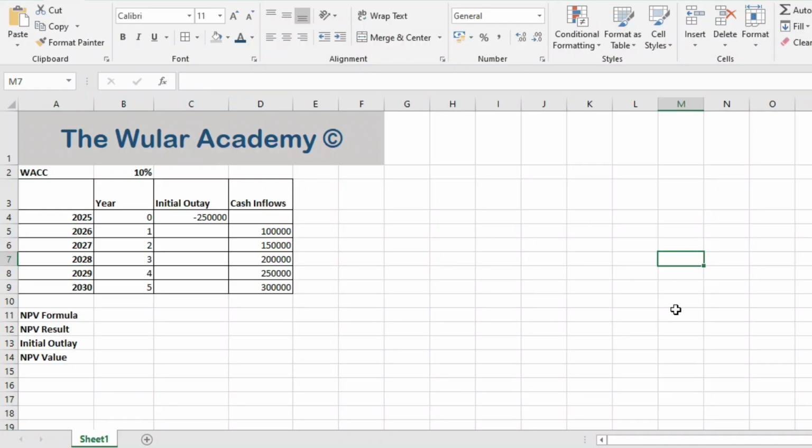So here is an example of how we can calculate net present value in Microsoft Excel. We have various figures here. We have the weighted average cost of capital, which is the discount rate. It is 10%. And we have various cash flows where the company is starting a project. Suppose it is starting to establish a new factory, and it has to incur an initial cash outlay of rupees 2,50,000. Then this is the initial cash outlay.